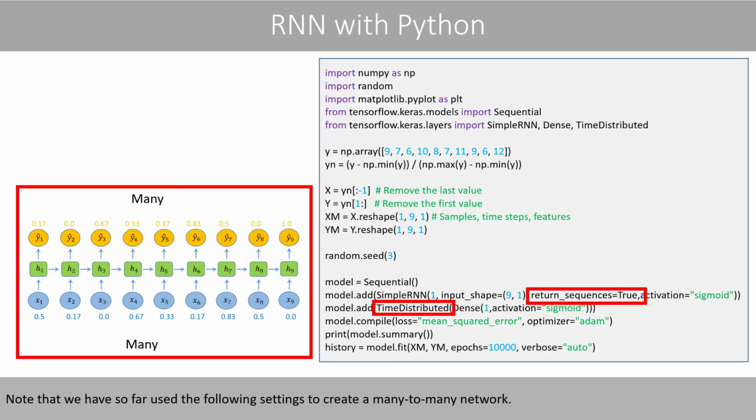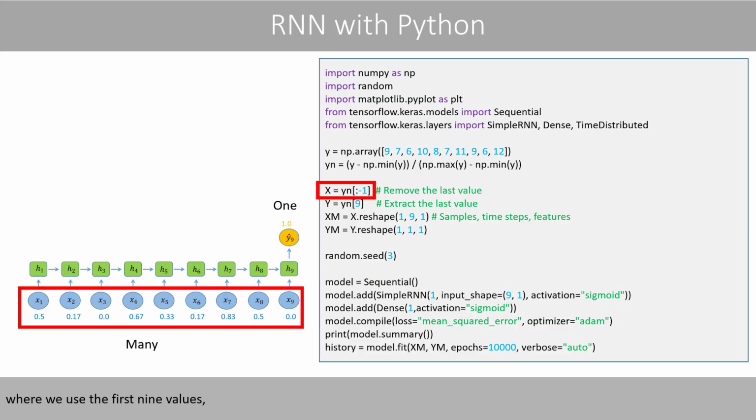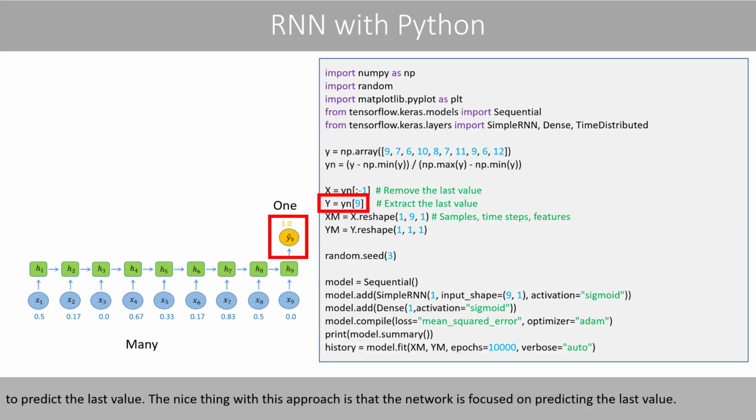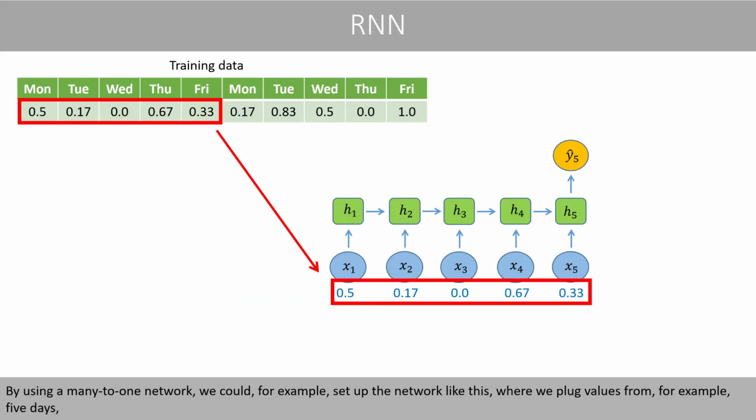Note that we have so far used the following settings to create a many-to-many network. But if we change the code like this, we can generate a many-to-one network, where we use the first 9 values to predict the last value. The nice thing with this approach is that the network is focused on predicting the last value. The model now only gives one output value for the prediction, which is very close to the target value.